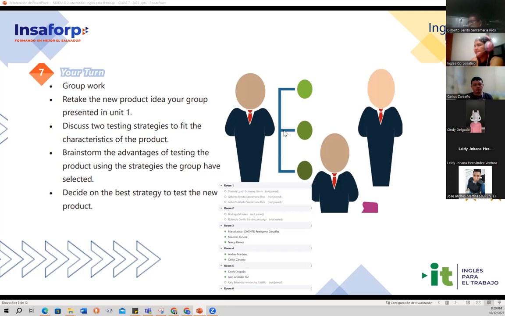Okay, Daniela, Gilberto, and Gabriela. Number 2. Rodrigo is not here, but it's Rolando and Lady. Okay. Number 3, Andres, Carlos and Robert. Yes, teacher. Good.